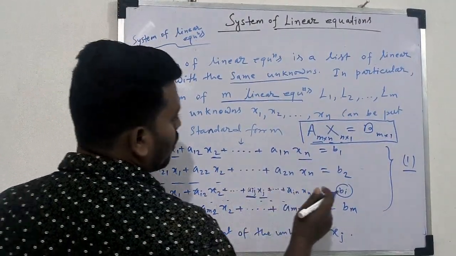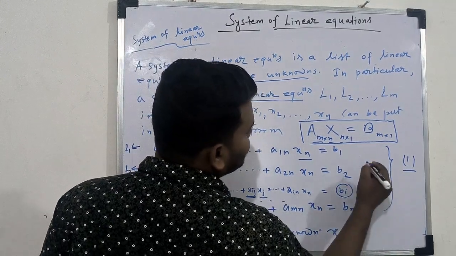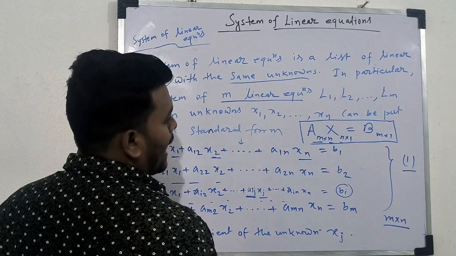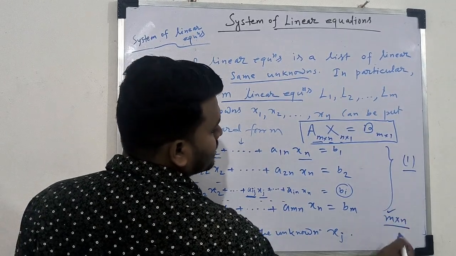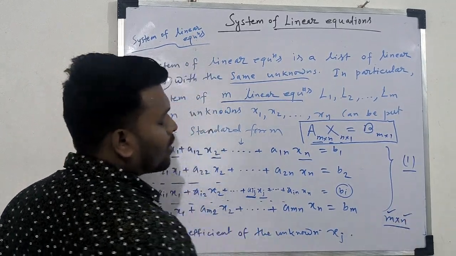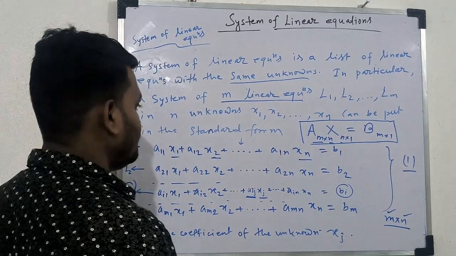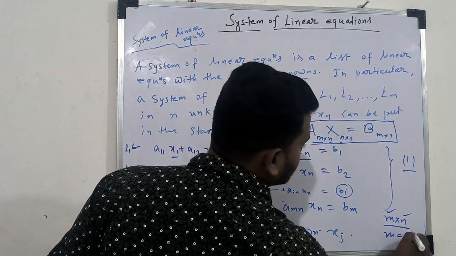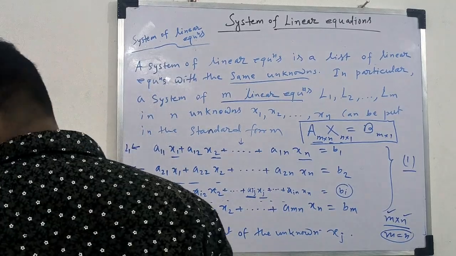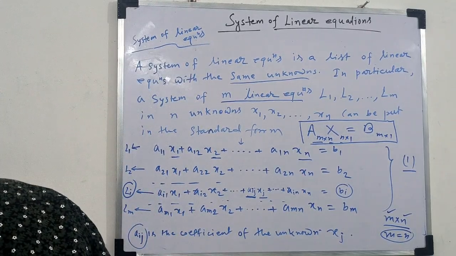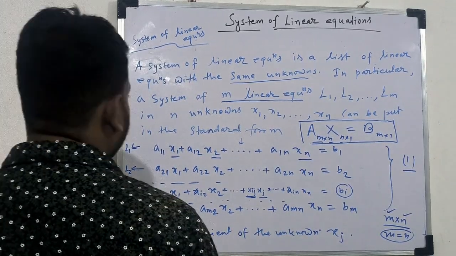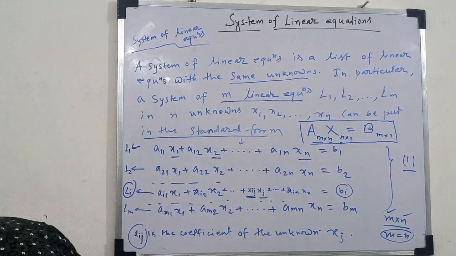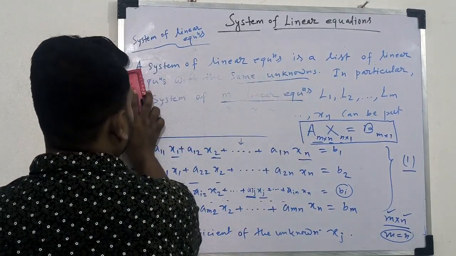So this system is called an m by n system, where m is the number of equations and n is the number of unknowns. And whenever m equals n, this becomes a square system. There are two types of systems: homogeneous and non-homogeneous.